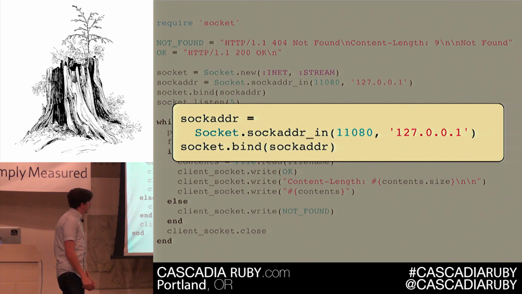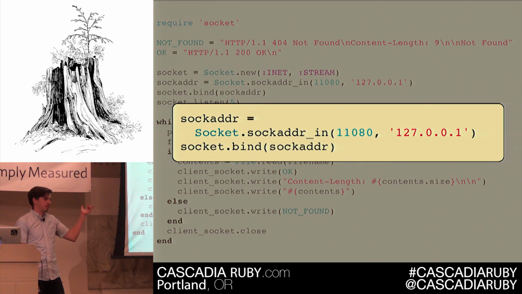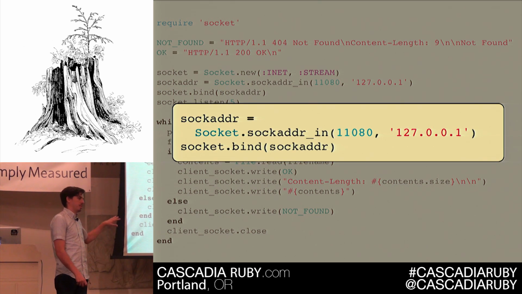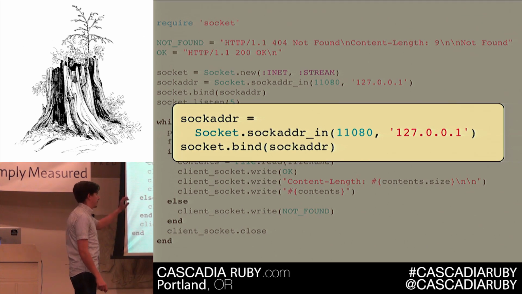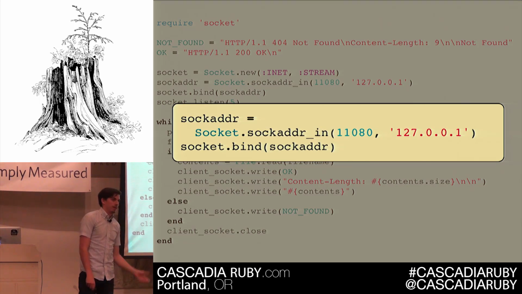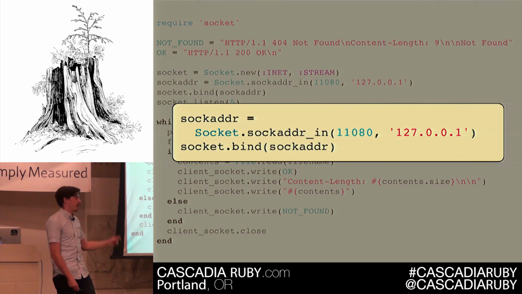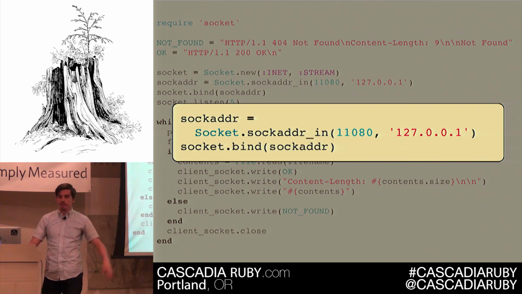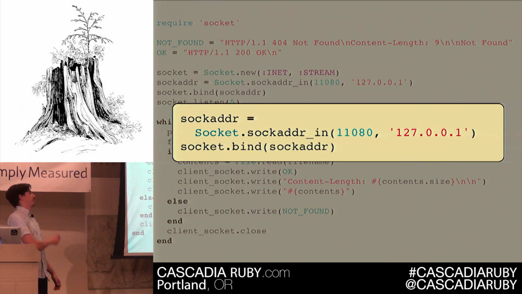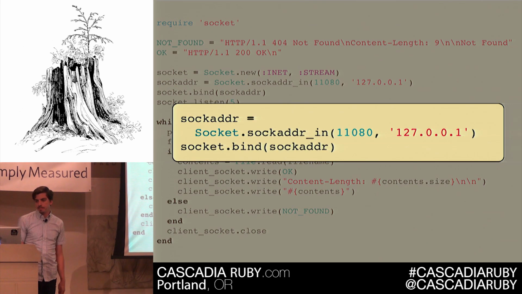We're going to call bind. So we're passing this data structure that the lower level pieces know how to use. We're basically building it with this little helper. But this says we're going to listen on localhost, 127.0.0.1, port 11080, which is just arbitrary for me. We call bind with that structure.